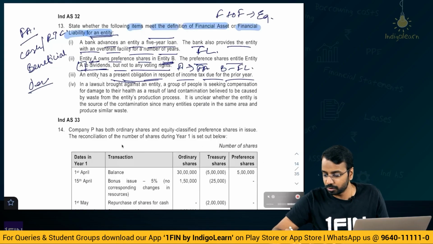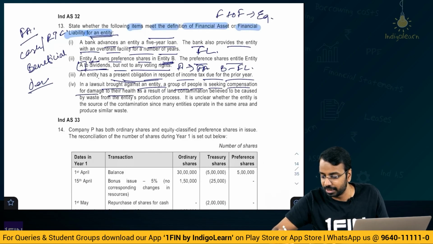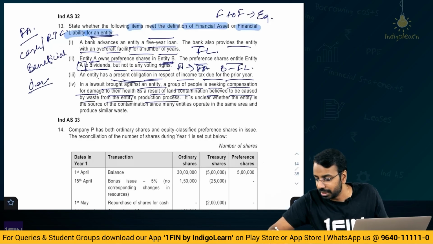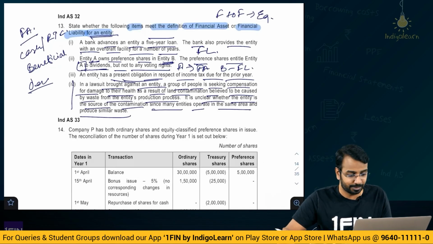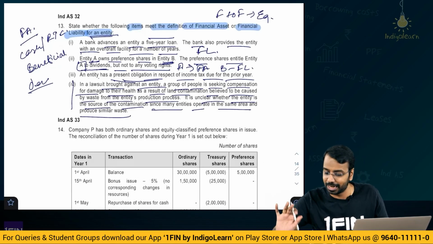Then, in a lawsuit brought against an entity, a group of people is seeking compensation for damage to their health as a result of land contamination believed to be caused by waste from the entity's production process. It is unclear whether the entity is the source of the contamination, since many entities operate in the same area and produce similar waste. Now, here there is a lawsuit. Lawsuit is a contingent liability, right? Lawsuit is a contingent liability.